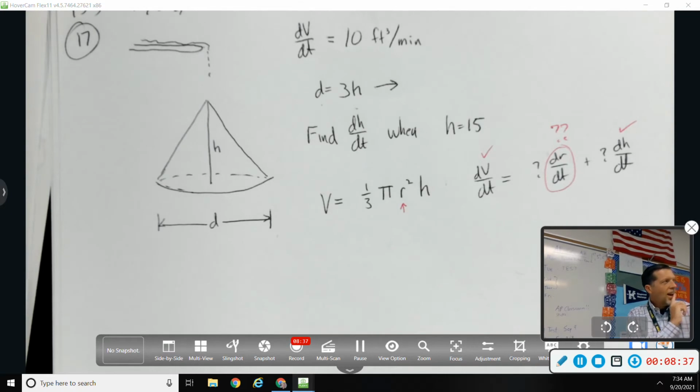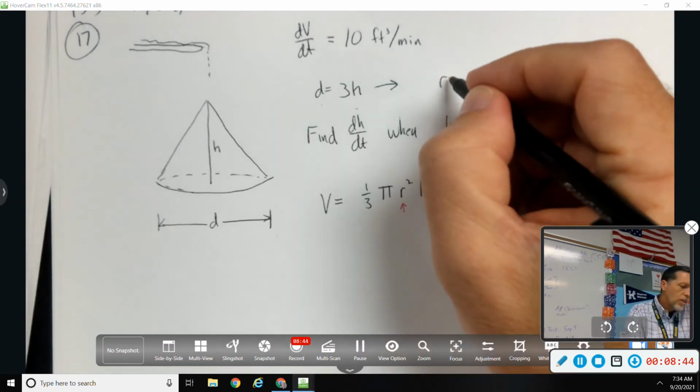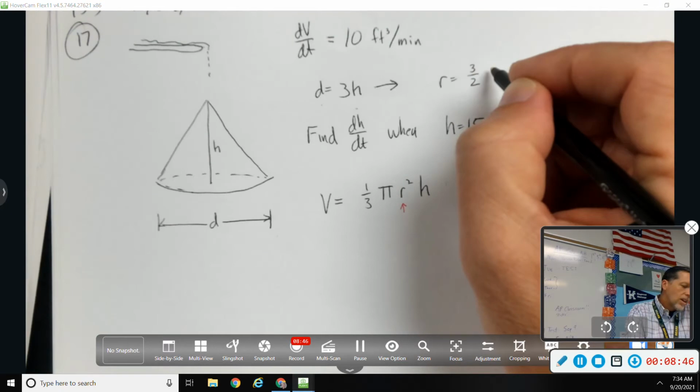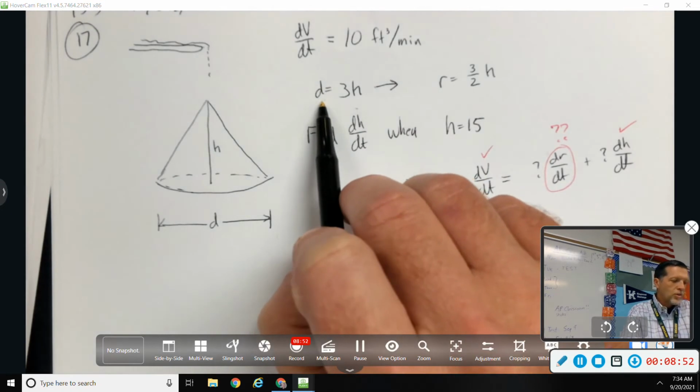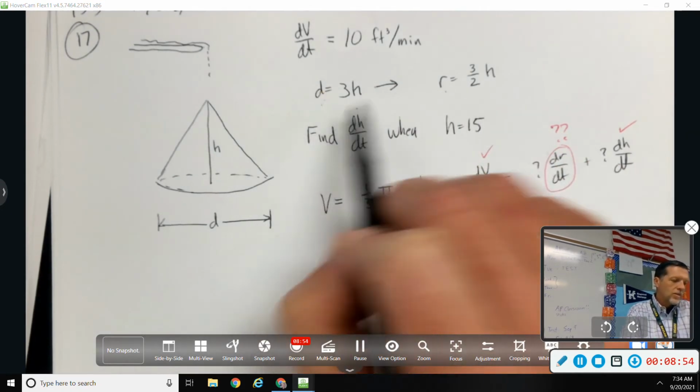Are we not going to find it? Because if we know the diameter is 3 times h, can we just divide by 2? Sure. So the radius is 3/2 h. Okay with that? We divide both sides by 2. It's a little bit weird because you divide both sides by 2 and then poof, it became r because d over 2 is r.